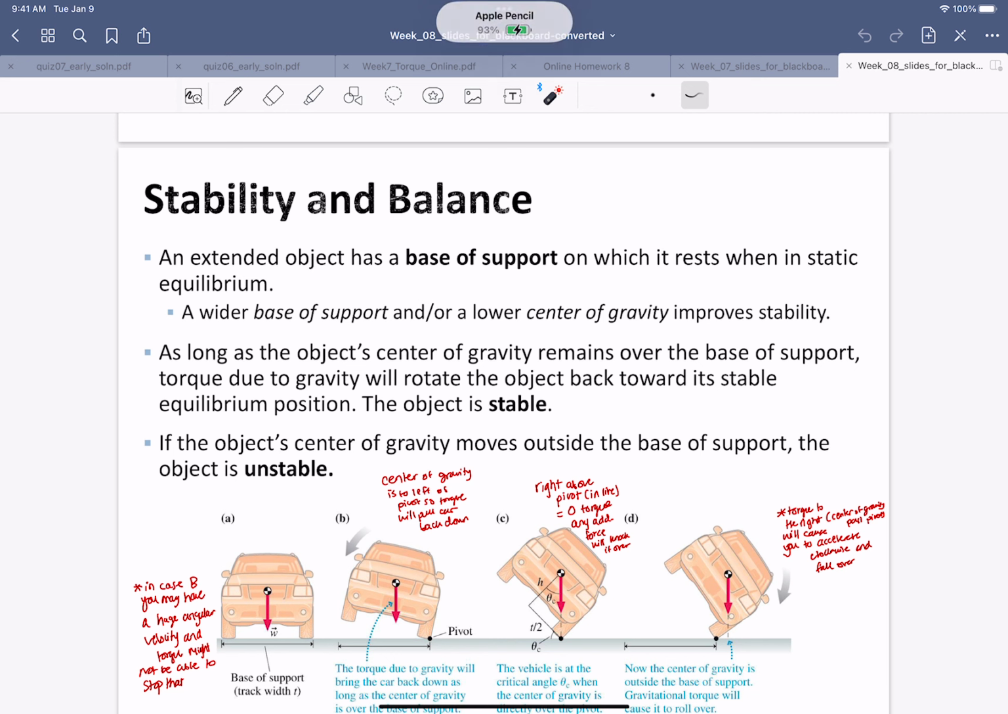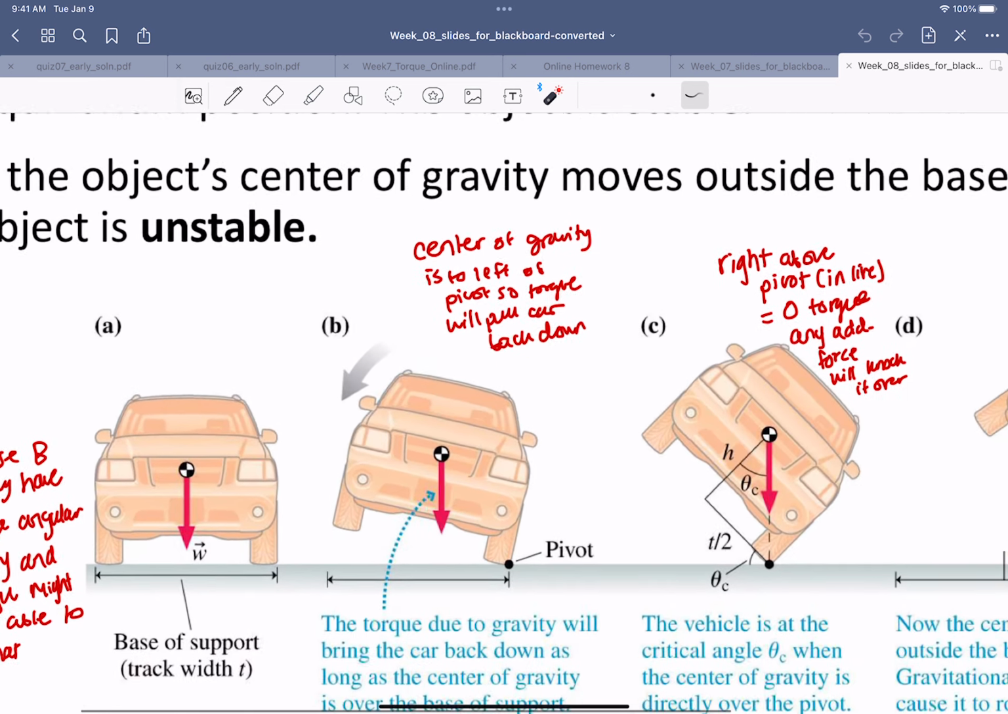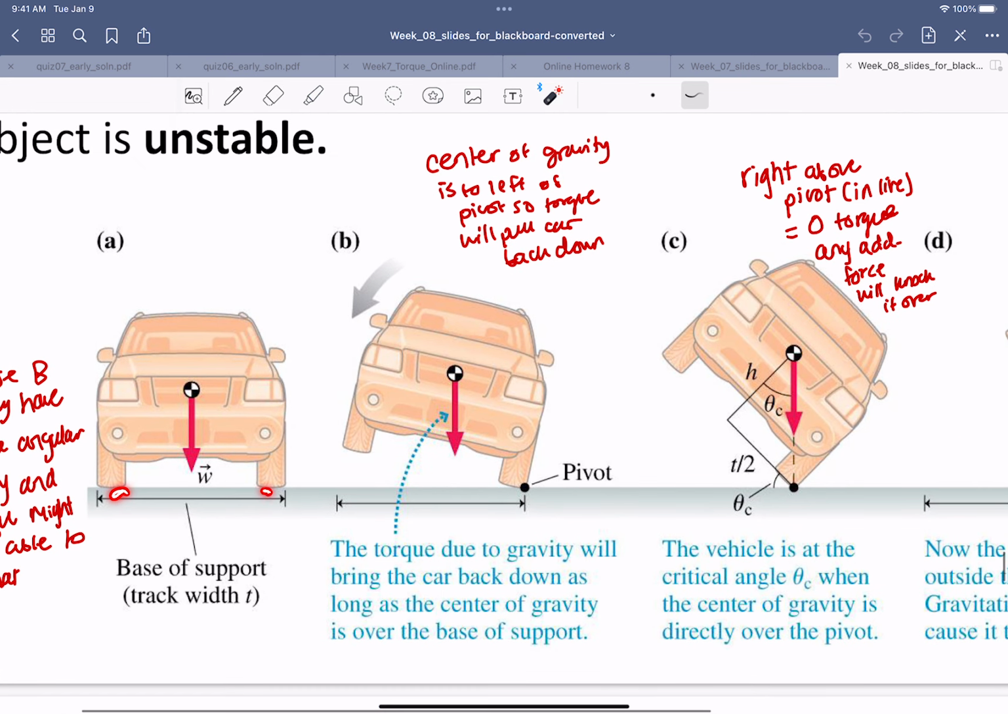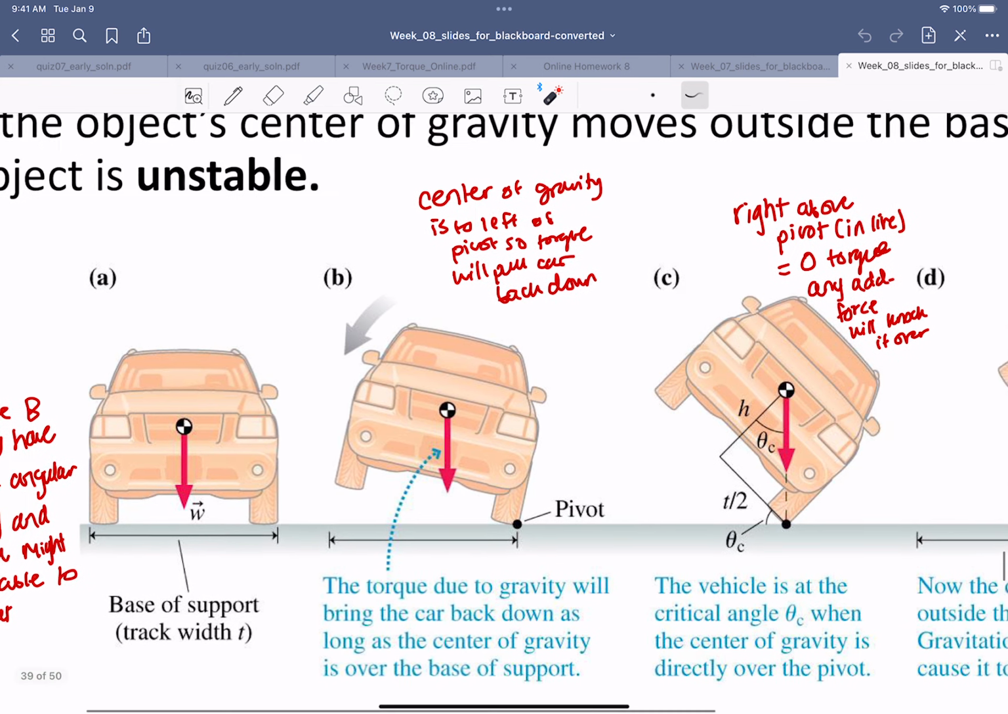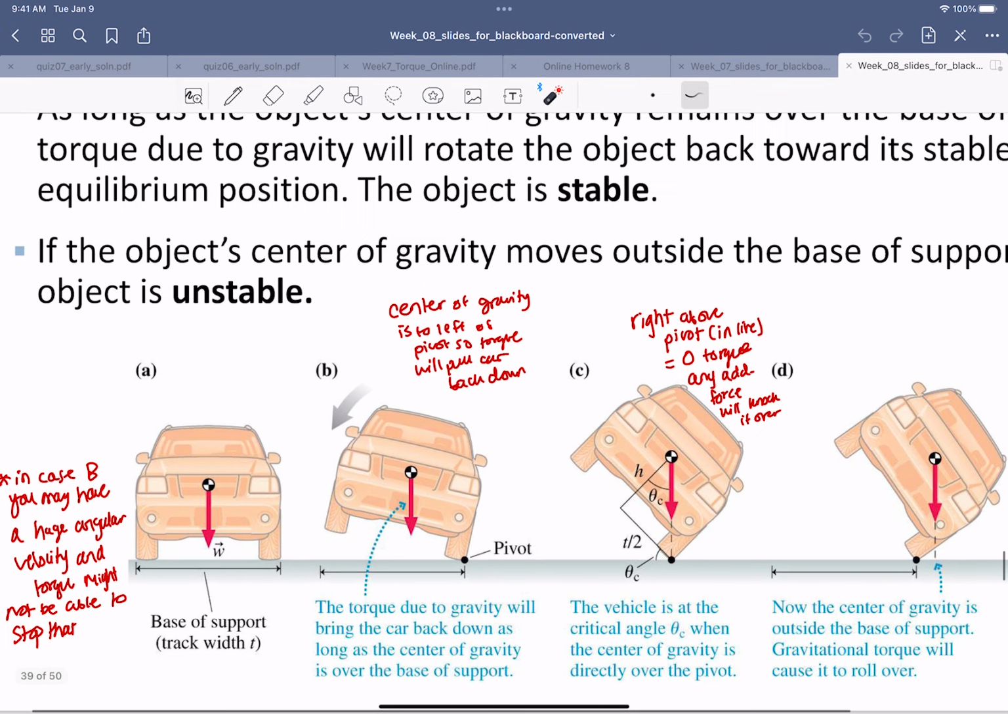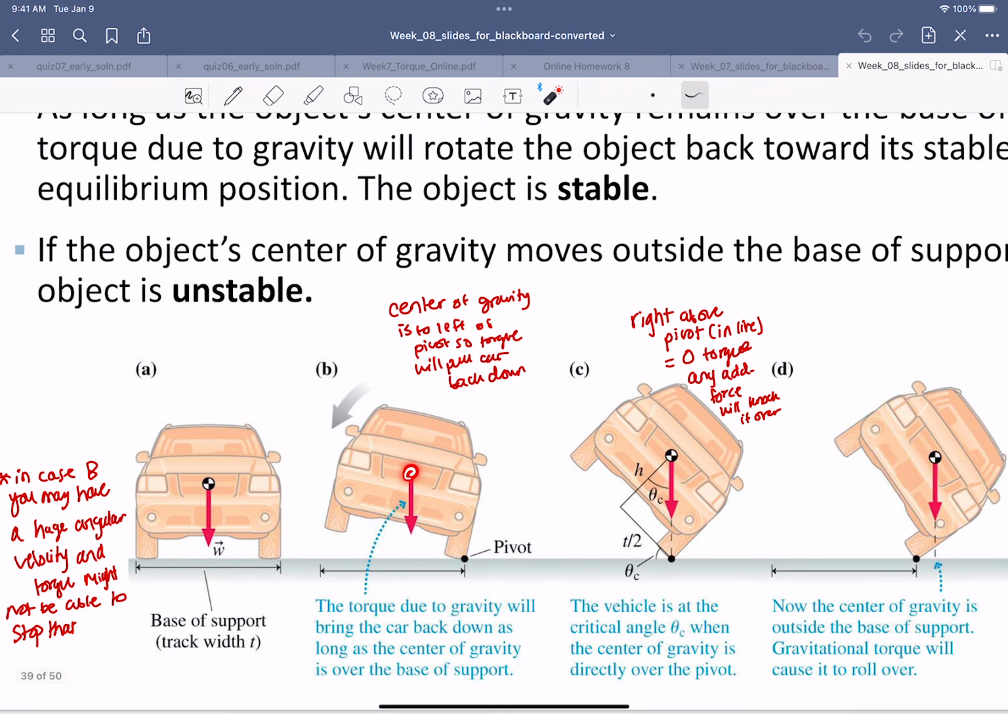The idea of base of support is like thinking of the platform that the object is resting on. So if you have a car, your base of support is just the distance between the 2 tires, right? It's what the car is resting on. And the idea here is that if the center of gravity of the system, the car, still lies within that original base of support, then it stays stable, even if you tip over in an accident.